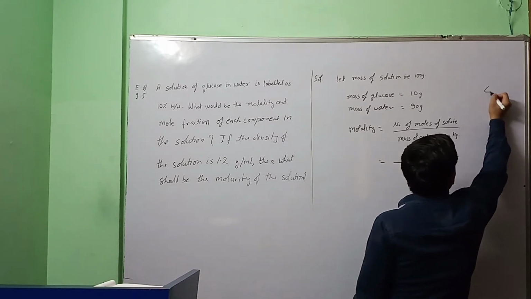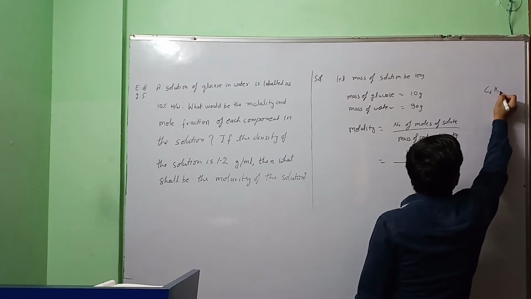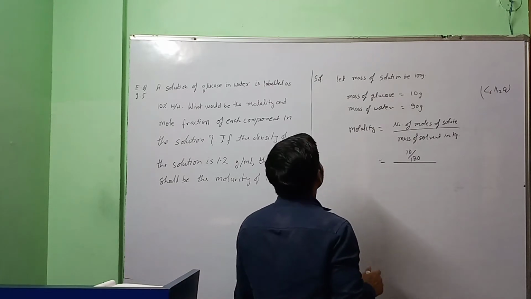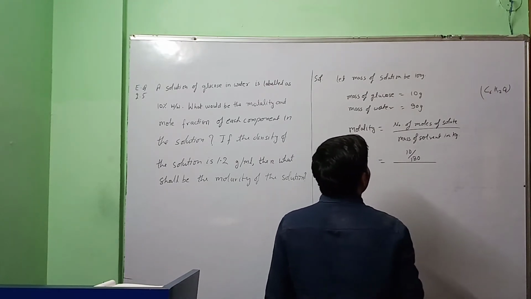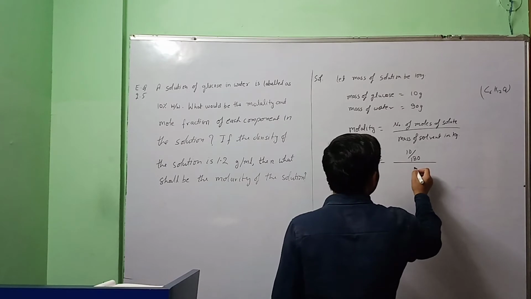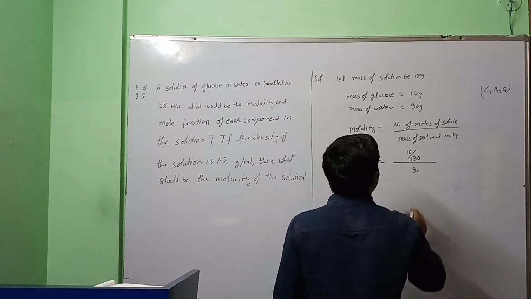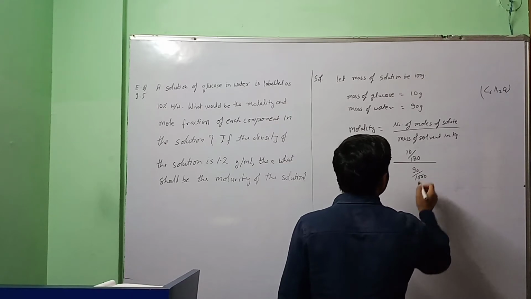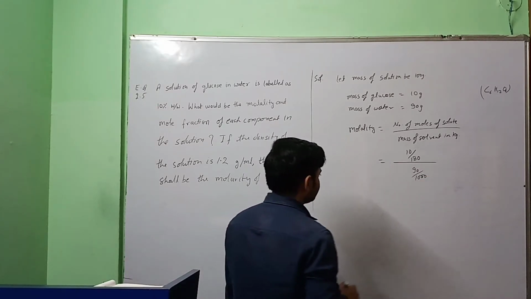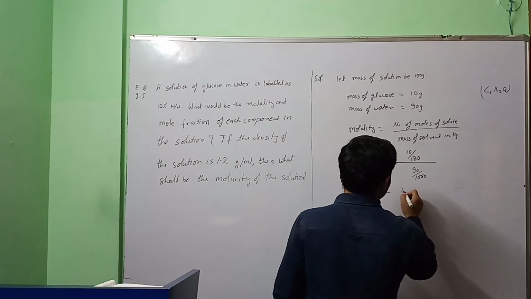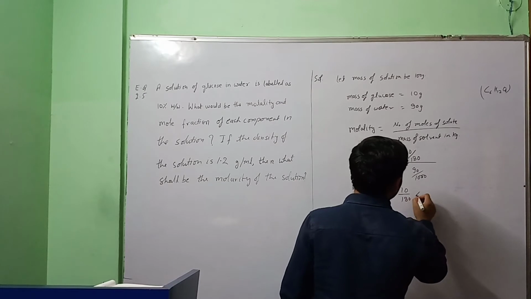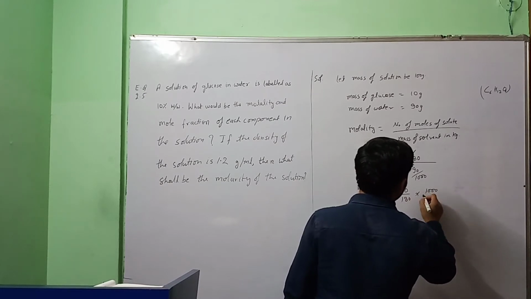Molecular formula of glucose is C6H12O6. So from here you can calculate the molar mass. Now mass of solvent. Mass of solvent is 90 gram. It is in gram, so we will divide it by 1000 to convert it into kilogram. We will get finally 10 upon 180 into 1000 upon 90.